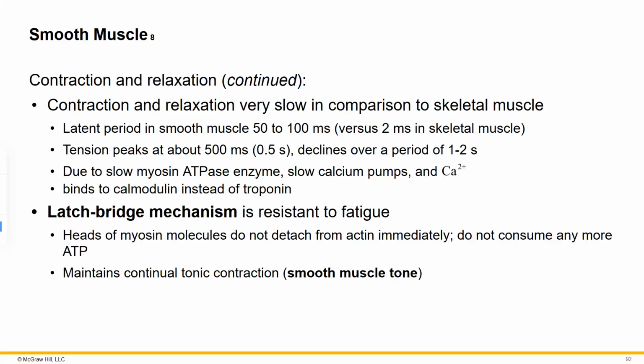Contraction and relaxation are very slow in comparison to skeletal muscle. There's a latent period in smooth muscle. Tension peaks at about 500 milliseconds, due to slow myosin ATPase enzyme, slow calcium pumps, and calcium binding to calmodulin instead of troponin.